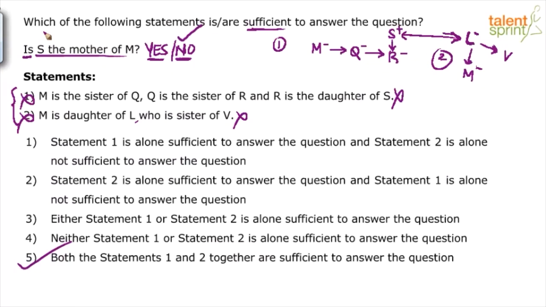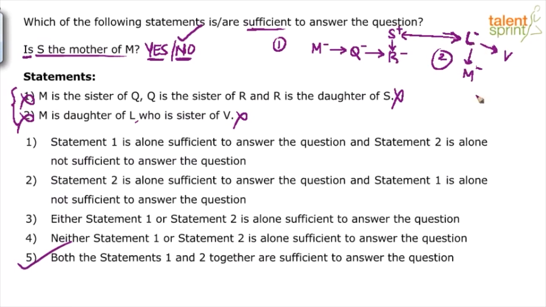I think still Vandana and Arshdeep have mentioned the answer as option 4. Answer is not option 4. Answer is option 5. Saurabh Singh says, but sir, statement 2 alone is sufficient. How is statement 2 alone sufficient, Saurabh? Tell me, how do you say statement 2 is sufficient?